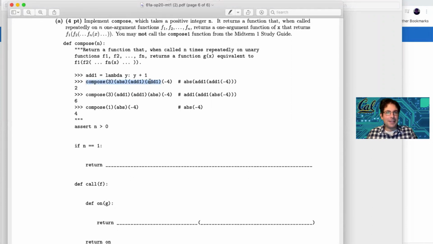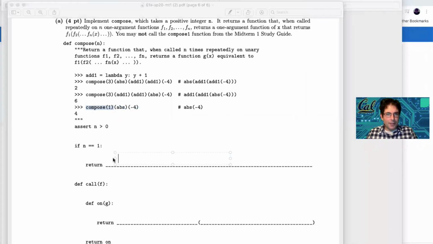So it takes in an argument, it adds 1 to it, it adds 1 to it, and then it takes the absolute value. So the reason we got 2 here is that we had -4, added 1 to get -3, added 1 to get -2, took the absolute value, we got 2. That's what this does. Let's look at the case where we're only composing 1 function together. If that's the case, then I think we want to return that function. So compose 1 abs, I think, is equivalent to just abs. So we're going to get in some new function, and we'll just return that.